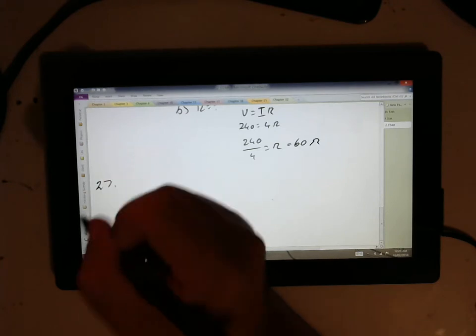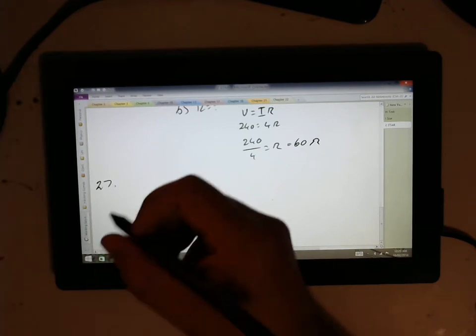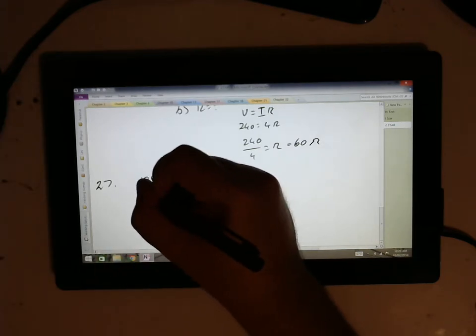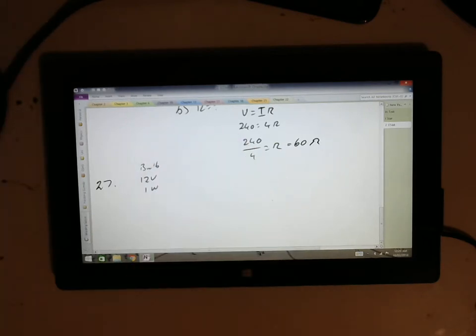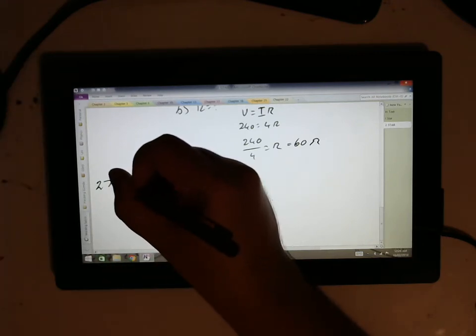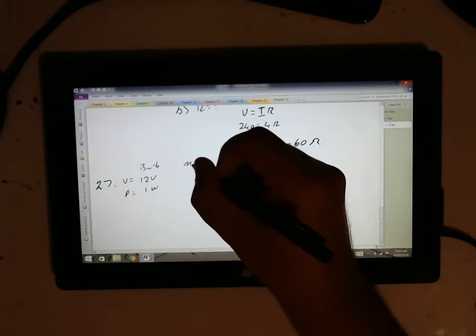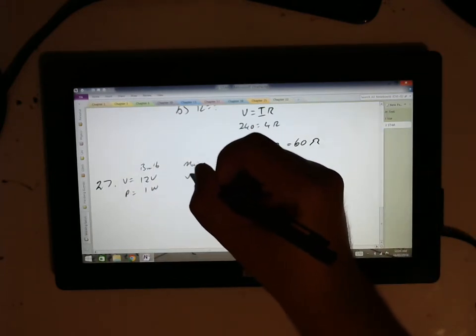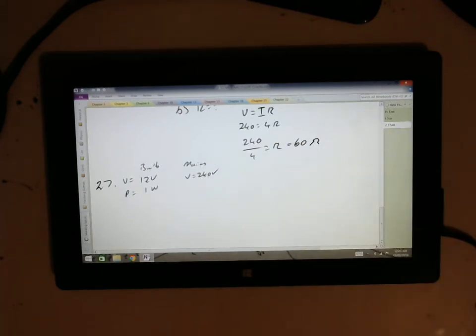Let's head on to 27. A set of decorative Christmas lights consists of bulbs labelled 12 volts, 1 watt. Okay, so we've got a 12 volt, 1 watt, that's for the bulb. If this set is designed to operate from the AC mains, determine the following things. Let's give these some symbols. V equals this, P equals this. We also have the mains involved, and the mains always have voltage 240 volts in Australia.